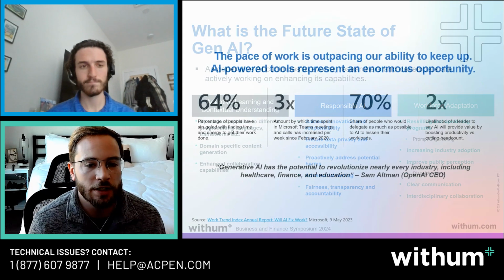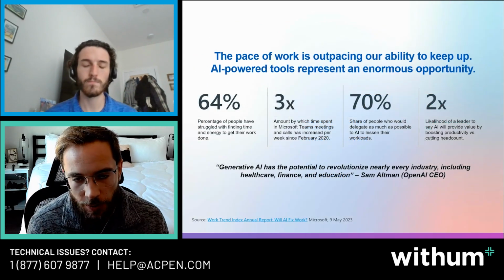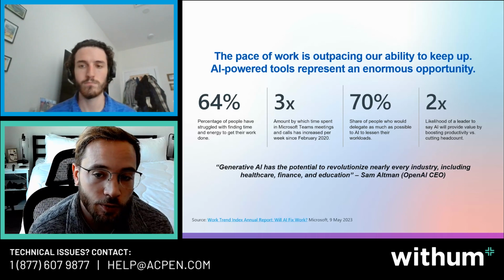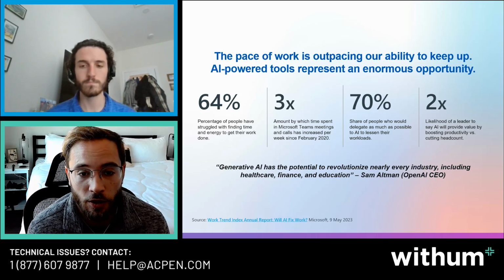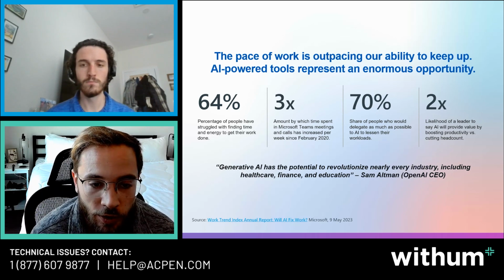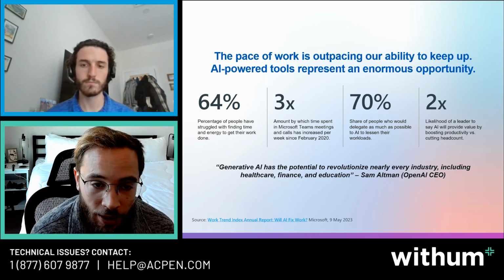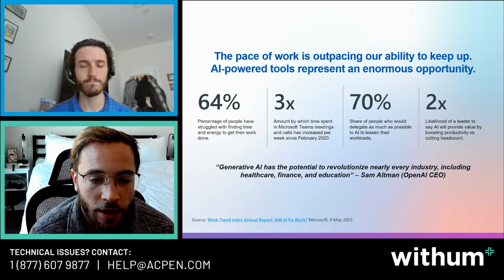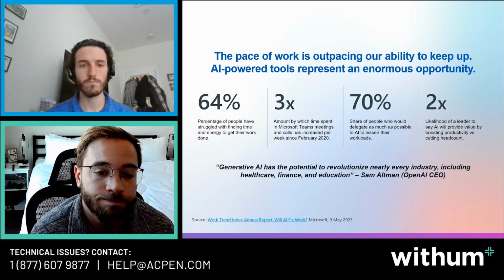So I wanted to provide some statistics. The pace of work is outpacing our ability to keep up, and AI-powered tools represent an enormous opportunity. So we're just having to do more and more work every day. As time has gone on, we're just being responsible for more and more work, but AI will help you. 64% of people have struggled with finding time and energy to get their work done.